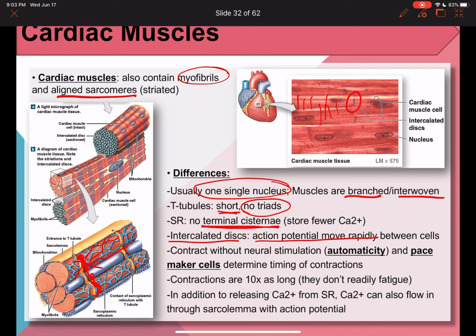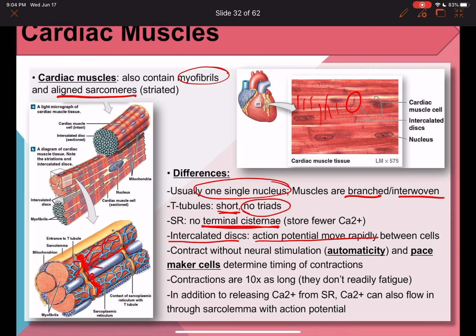Cardiac muscle cells can't fatigue, okay? If a muscle cell in the heart fatigues, the heart stops pumping and you die, okay? So this is why it is even more critical for the heart to be able to access, regulate, and spread that action potential very quickly between the cells. Okay, skeletal muscles, we can stop and be tired, but muscle in the heart cannot be tired.